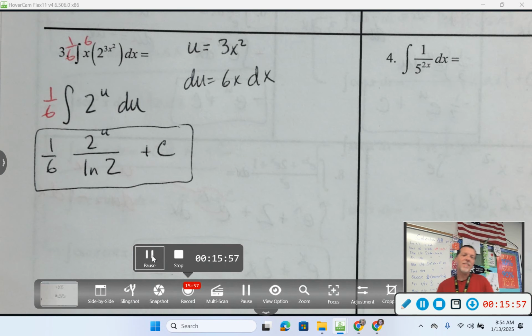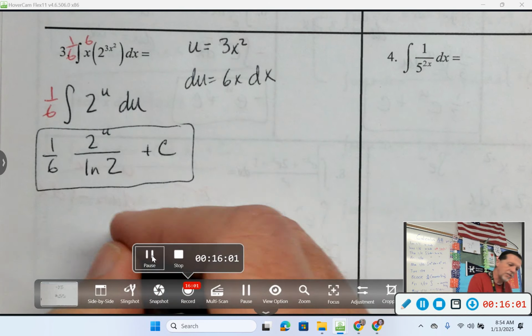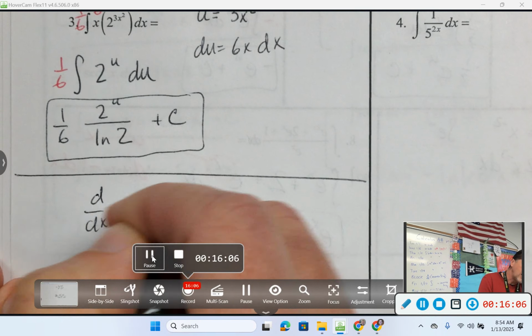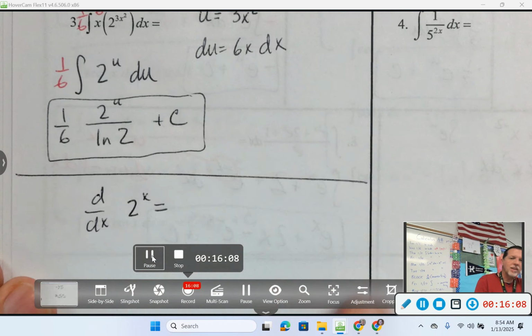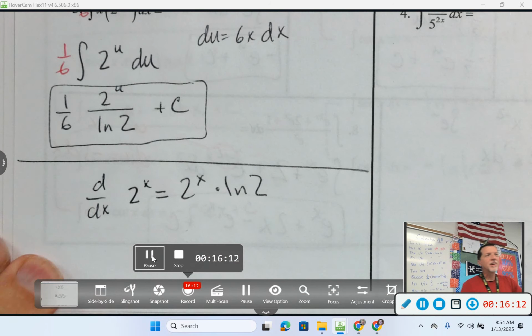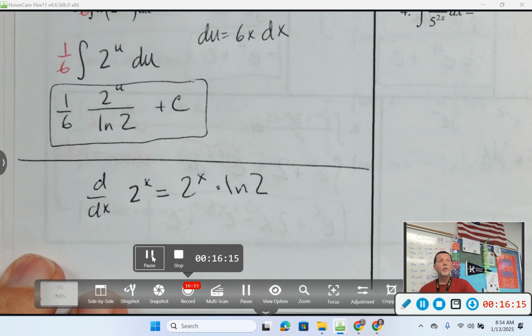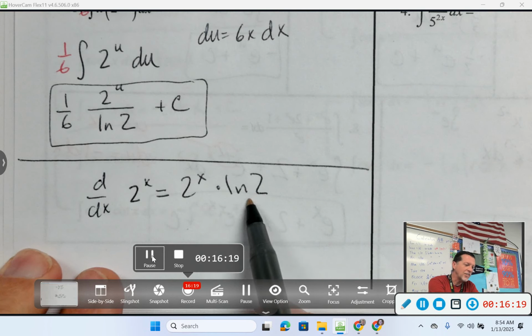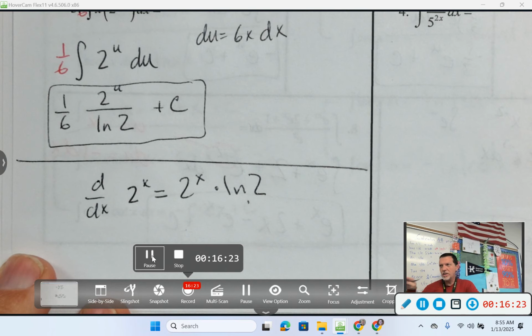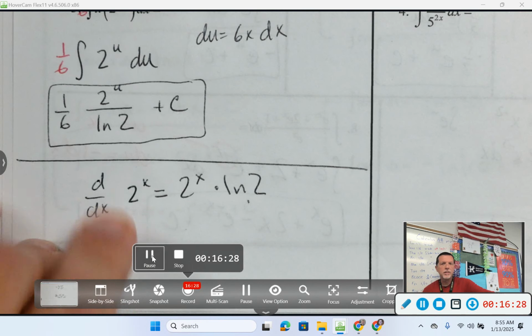Yes, sir. Where does the ln 2 come from? Because, think of it this way, when we took a derivative, separate problem. If we take the derivative of 2 to the x, that's 2 to the x times natural log of 2. Oh, yeah. So if we're going backwards, we're going to antiderivative. We still get 2 to the x, but now that natural log of 2 goes in the denominator. So derivatives, moving forward, we multiply. Antiderivatives, we're moving backwards, so we divide.